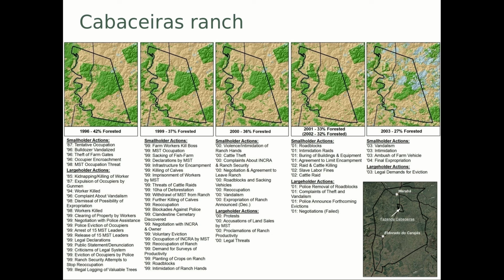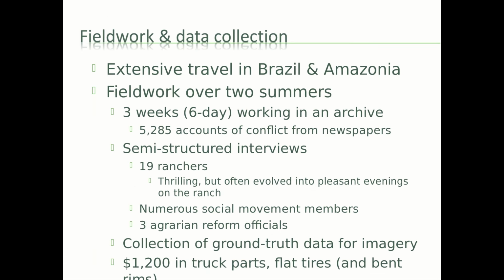But as you can see, with all of these activities happening, we also see a decline in forest cover. By 2003, it goes from 42% forested in the mid-90s to 27% forested. And notice most of these actions happened in 1996 and afterwards. In other words, conflict and forest decline tend to occur at the same time. Now, how do you actually do work on this? Well, it requires a lot of work on site, in the field.